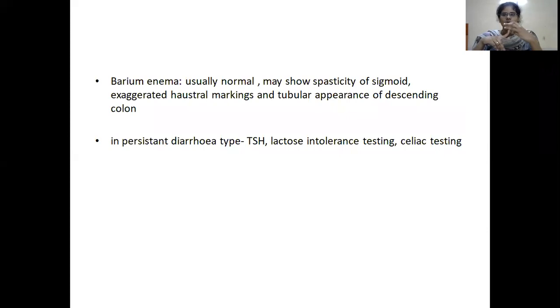Apart from that, what are the serological tests which can help in the diagnosis of celiac disease? Serological tests include anti-gliadin antibodies, IgA and IgG anti-gliadin antibodies, anti-endomysial antibodies, and anti-tissue transglutaminase antibodies. These are all the serum tests you want to do to diagnose celiac disease. These are the differential diagnoses in the case of IBS with persistent diarrhea type.